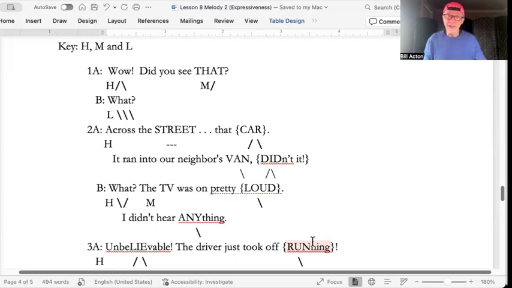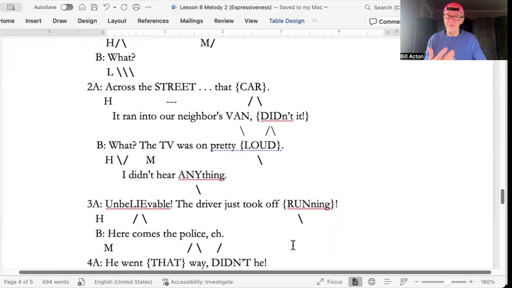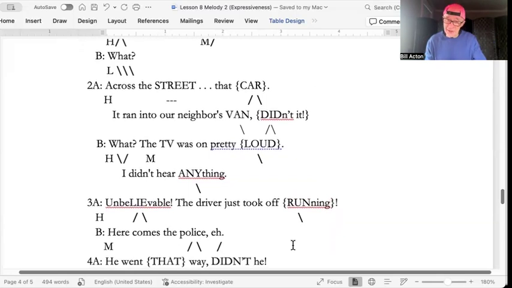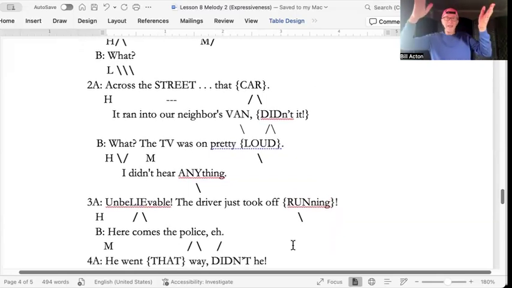Okay, then B, looks like B begins to feel a little bit of the excitement too. So high key on what? What? But then he drops down to mid.